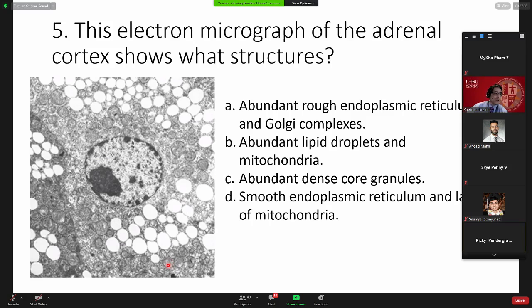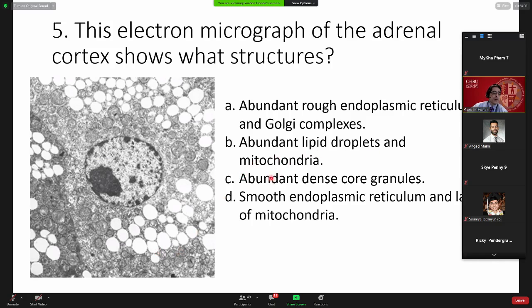They were lining up a certain way, and in this particular cut, they look like circles instead of being elongated. So basically we have a nucleus, lots of lipid droplets, and lots of mitochondria. There could be something else in the background, but this is kind of a grainy photograph. So I think we have our answer here: abundant lipid droplets and mitochondria.